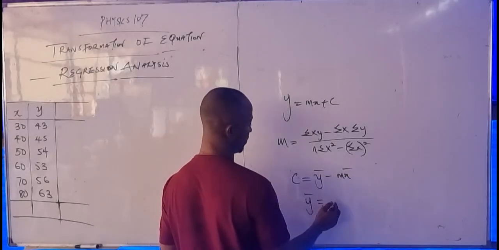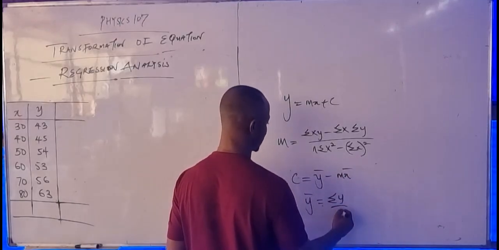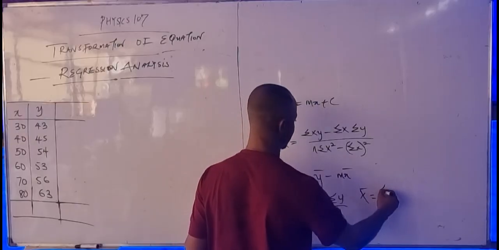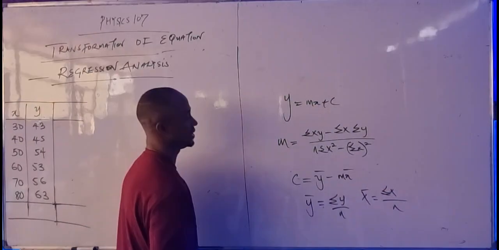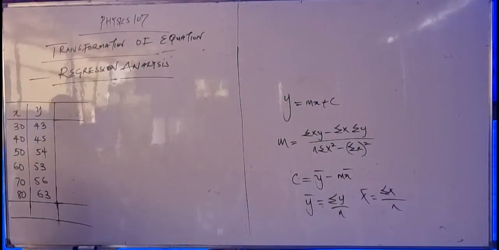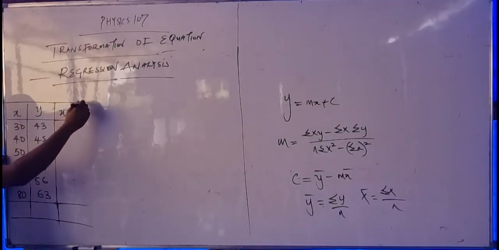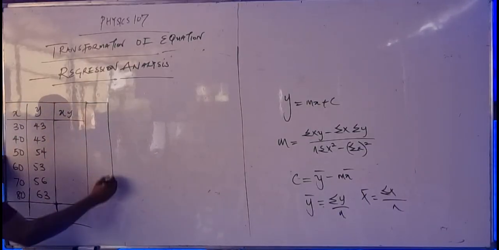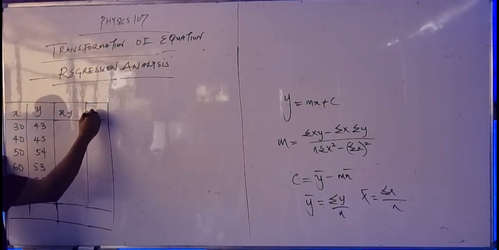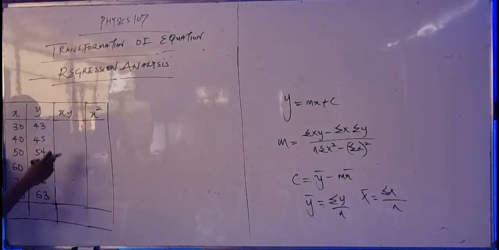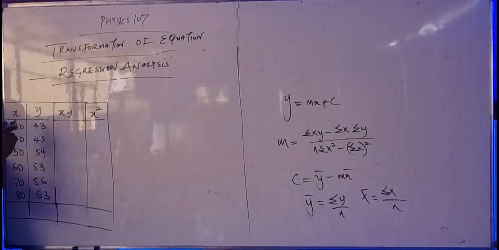Y bar means the mean of y, which is the sum of y over n. x bar is the mean of x, the sum of x over n, right? Now from the values we have here, we need the sum of xy, and we also need the sum of x squared. Are you following? xy means x times y. Now point for me the calculator.